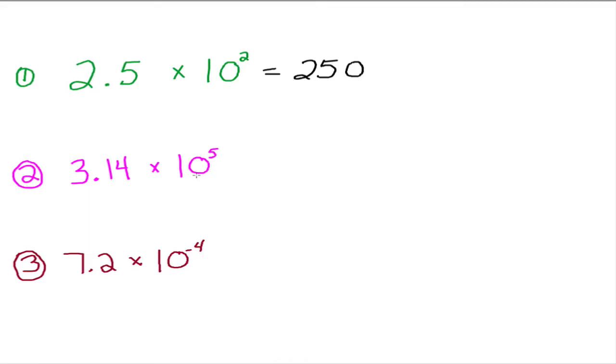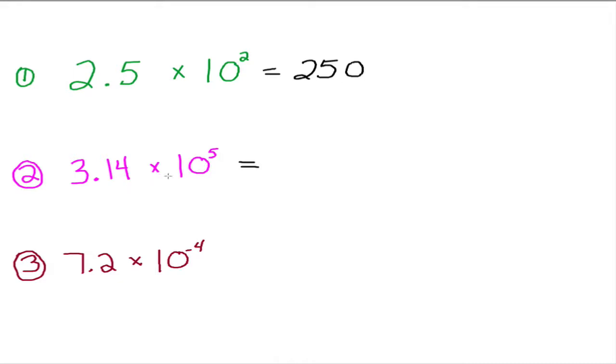Alright, so let's look at the next one. 3.14 times 10 to the 5th. Again, our exponent is positive. Make note that when the exponent on our 10 is positive, then we're talking about relatively large numbers. As opposed to when our exponent is negative on our 10, then we're talking about really small numbers. So kind of keep that in mind. That'll help you figure out which way the decimal point goes.